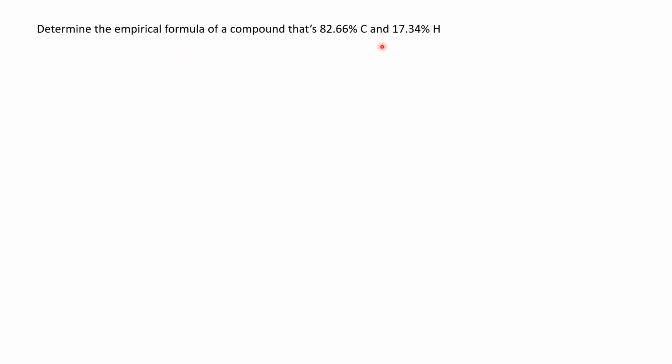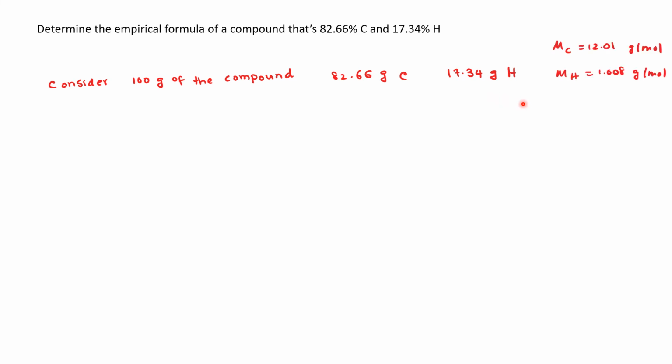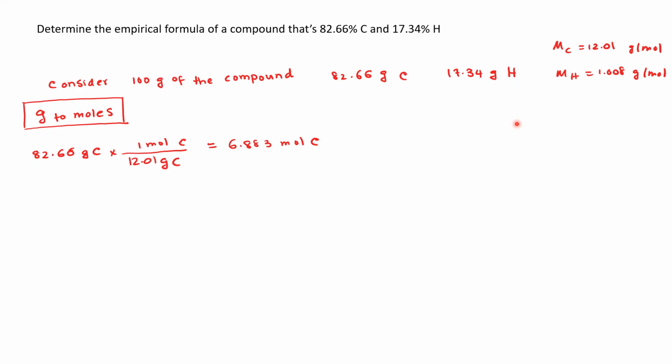Determine the empirical formula of a compound that's 82.66% carbon and 17.34% hydrogen. That means immediately we are going to consider 100 grams of the compound. So this information means 100 grams of the compound has 82.66 grams of carbon and 17.34 grams of hydrogen. And we are going to convert these masses to moles.